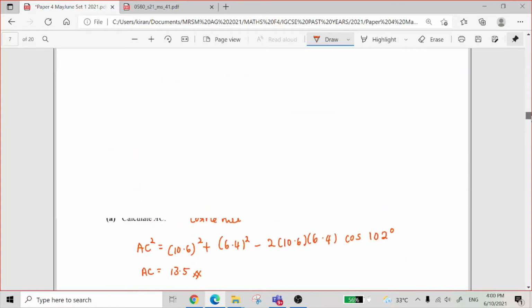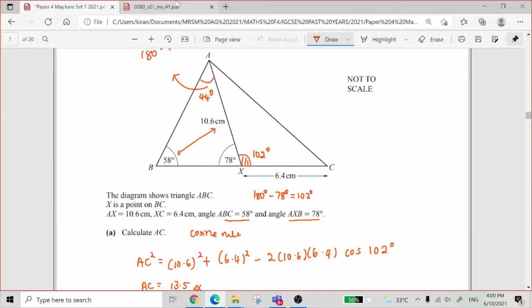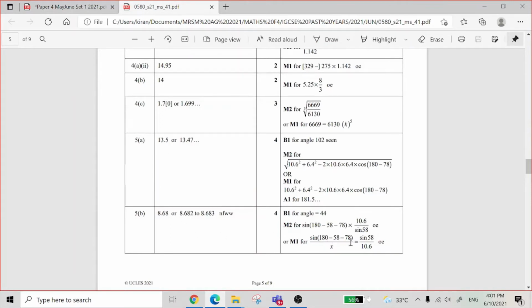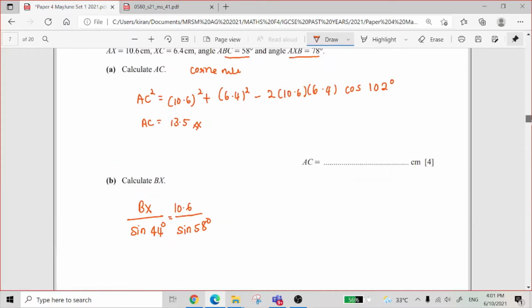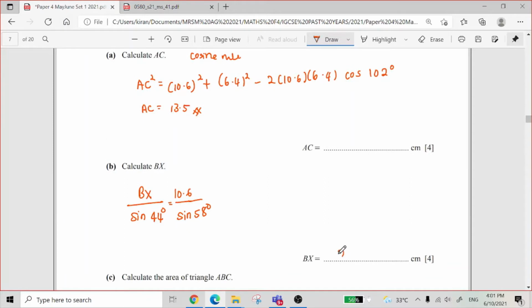Okay, so we look at the answer for this part. We use the sine rule here, and the answer would be 8.68. That is the correct one, which is 3 significant figures, 8.68. Okay, we go to the C.